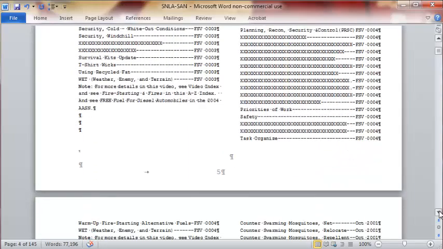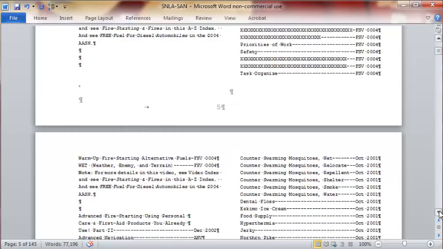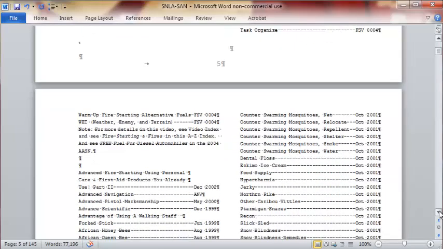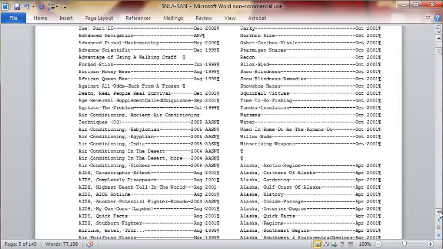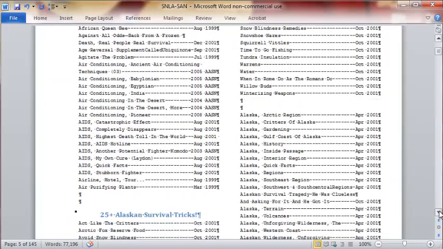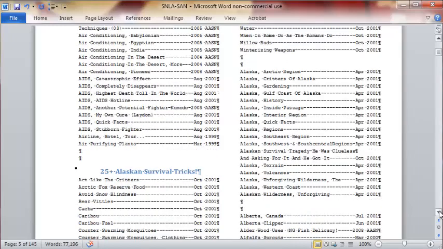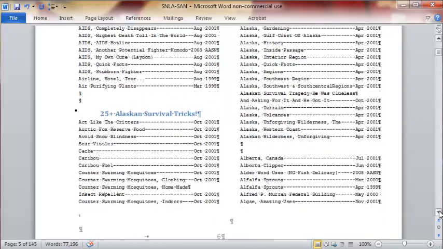I consider myself one of the best in the world when it comes to emergency fire starting, legal emergency fire starting. Okay, I've invented and discovered a lot of fire starting application techniques and tricks you'll never see anywhere else in any other program. 25 Alaskan survival tricks there.